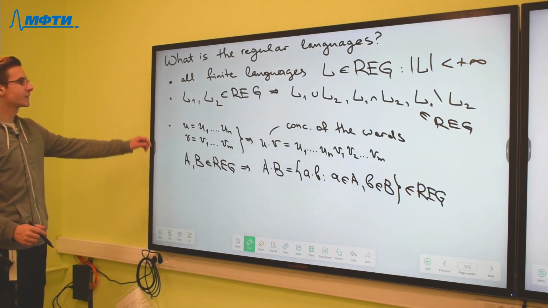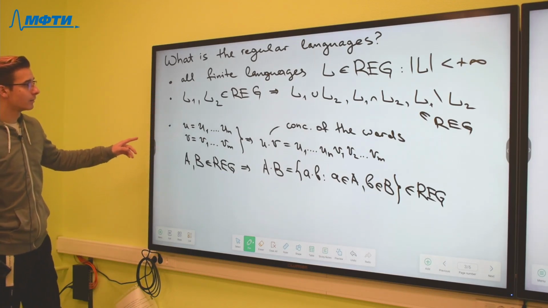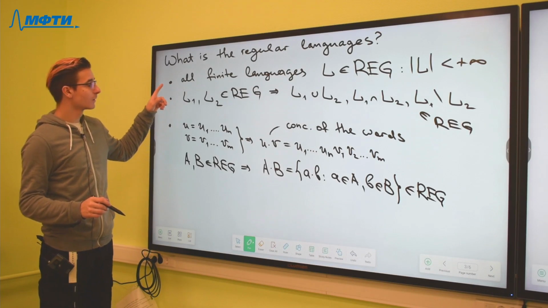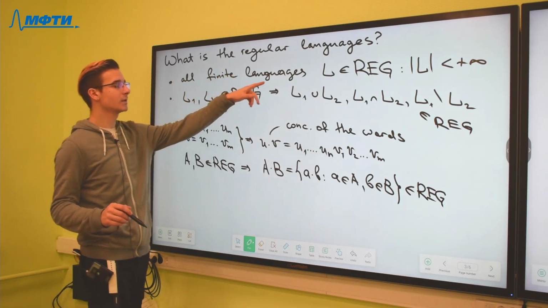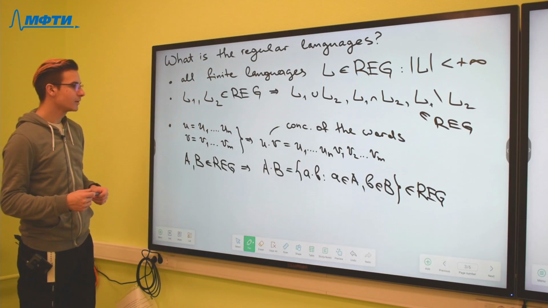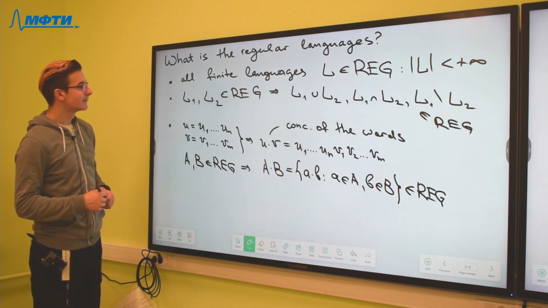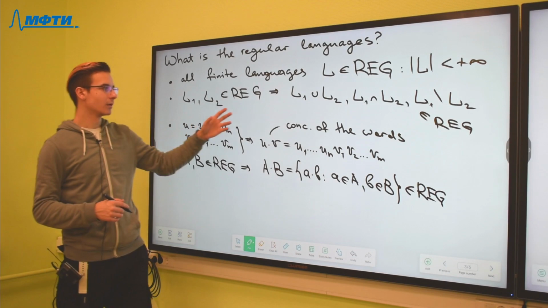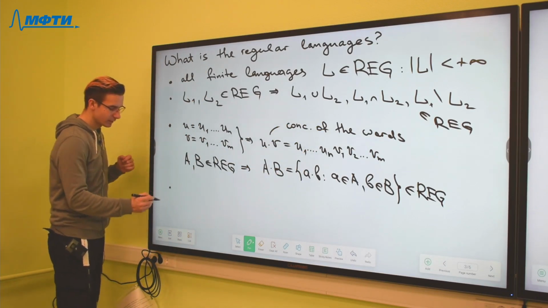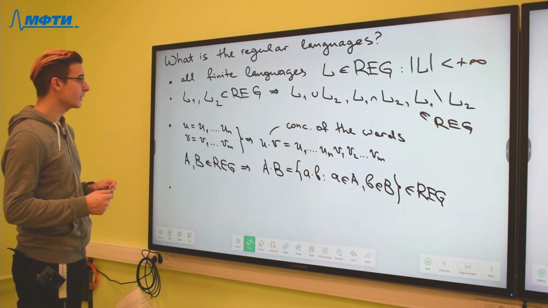And you can see that if we take the second property and the third, it is equal that all finite languages are contained in this class, because we have no ability to construct an infinite language by the union or intersection or concatenation, but there is a unique operation that can make an infinite language.